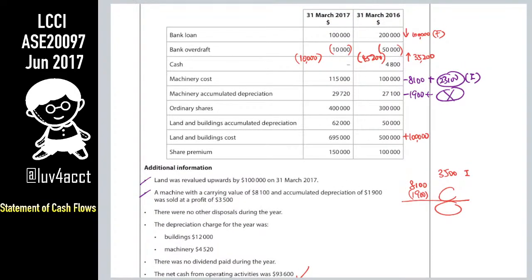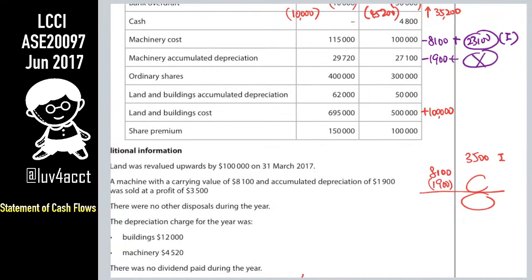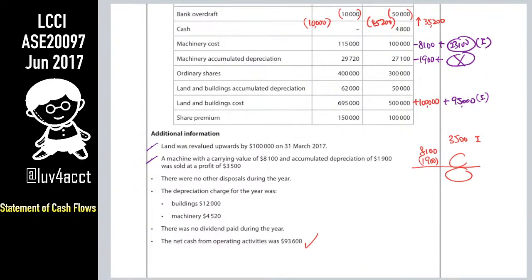Okay, but then land and buildings, let's see, from 500,000 we add 100 more thousand for revaluation upwards. Okay, but then we still need to add 95,000 further because of the investment. Okay, so next, no other disposal, finish. Depreciation charge for the year, I don't need it.